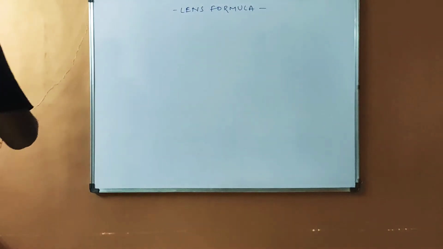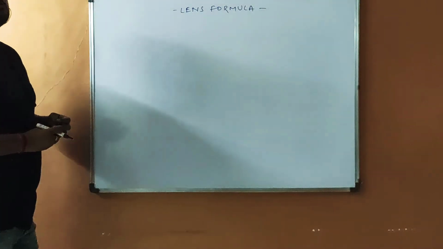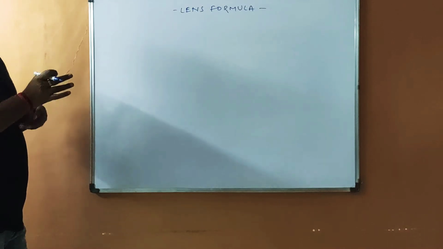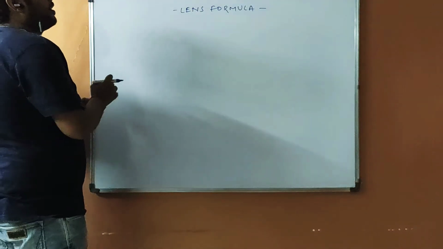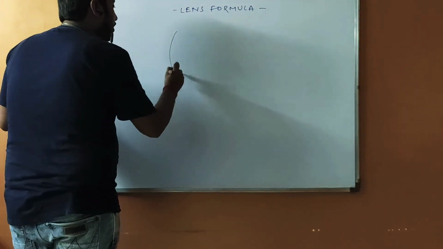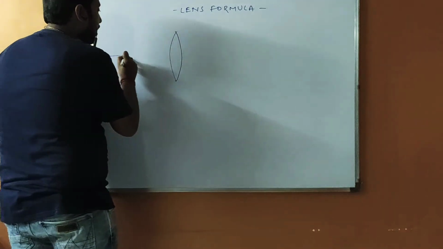Today we will discuss the lens formula. We will derive the lens formula 1 by v minus 1 by u equals 1 by f, not from the thin lens formula, not from the lens maker's formula, but from the usual approach that we have used in the mirror derivation.